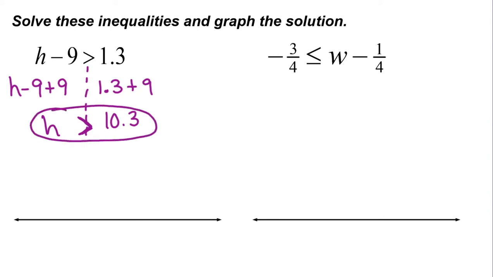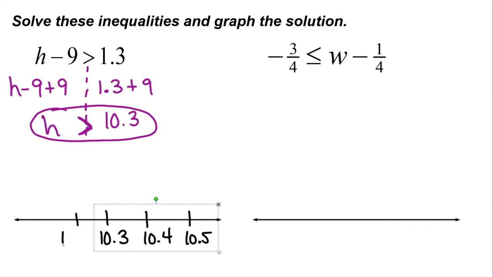And then as always, I'm going to show my solution on a number line because there's more than one possible answer here. So here's my 10.3, 10.4, 10.5, a couple values to the left, 10.2, 10.1, and since h is greater than 10.3 and 10.3 is not included, that's an open circle, and it's everything to the right, everything greater than 10.3.